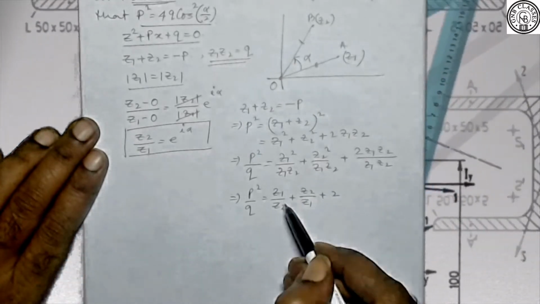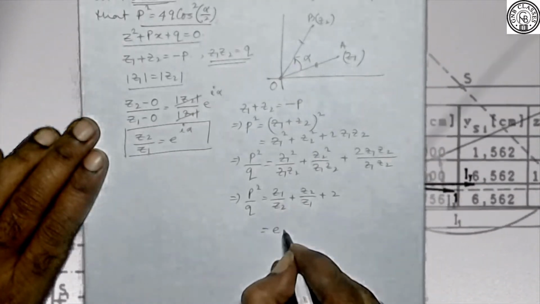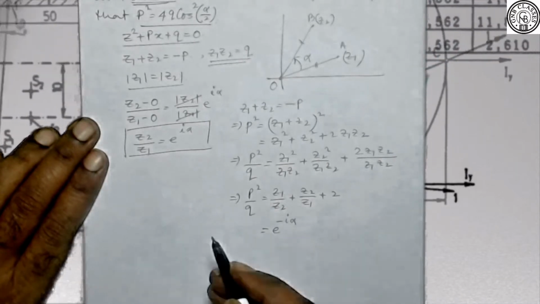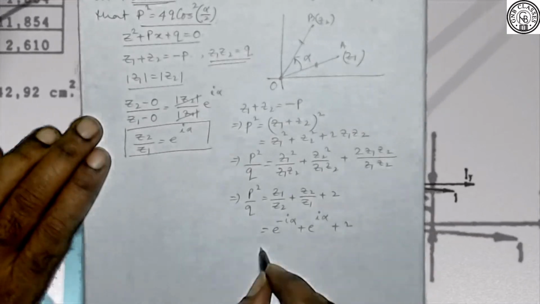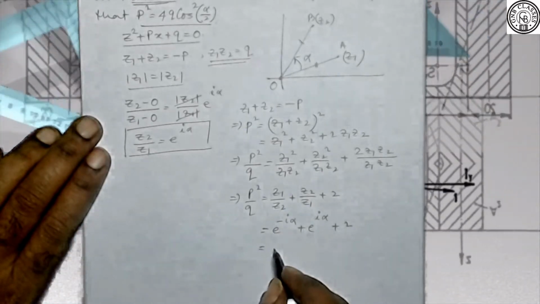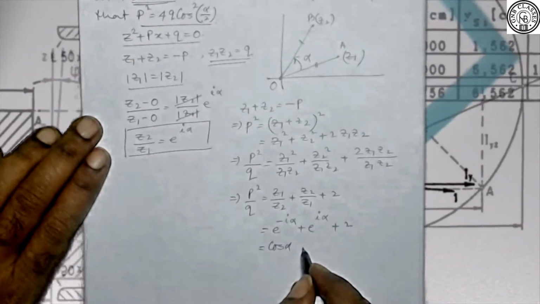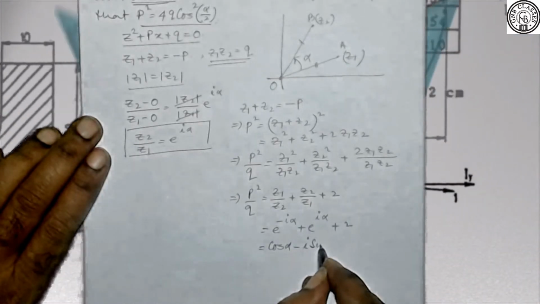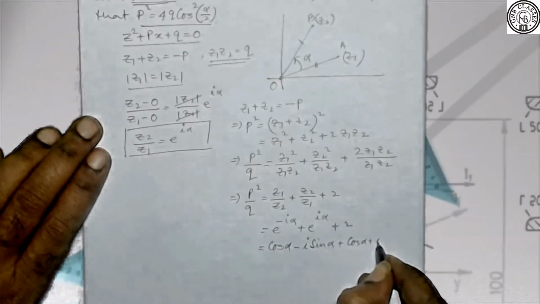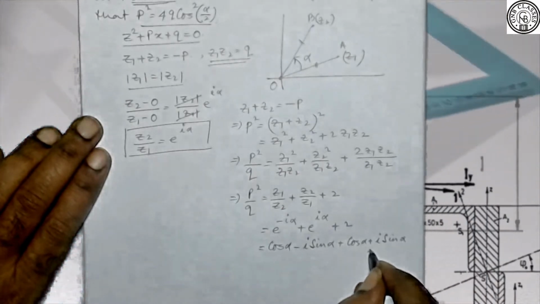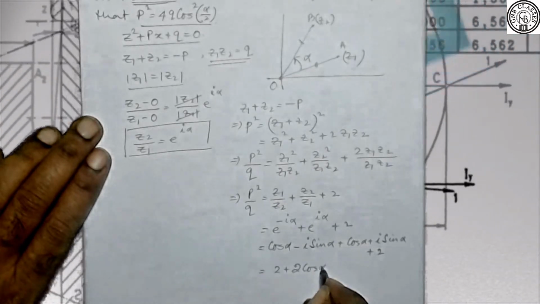What is Z1 by Z2? You see, Z2 by Z1 is e to the power iota alpha. So this one will be e to the power minus iota alpha. Z2 by Z1 will be replaced by e to the power iota alpha. And this is 2. E to the power minus iota alpha will give you, from Euler's form, cos alpha minus iota sin alpha. E to the power iota alpha will give you cos alpha plus iota sin alpha, plus 2. So we are having 2 plus 2 cos alpha, right?